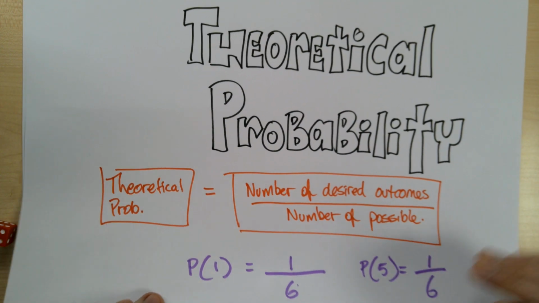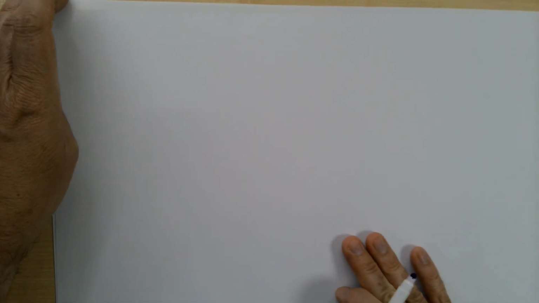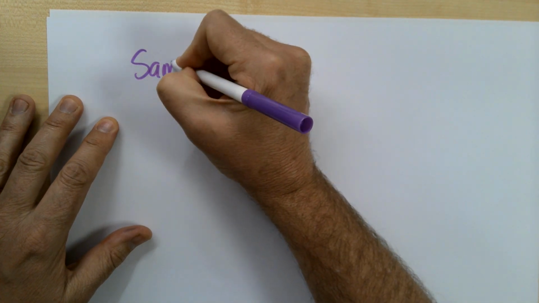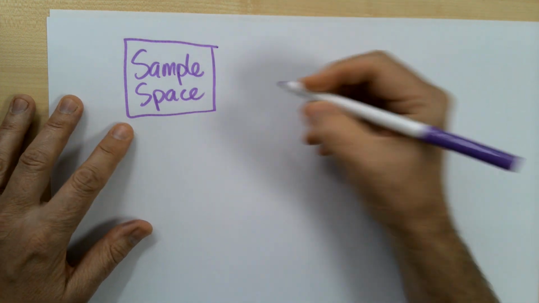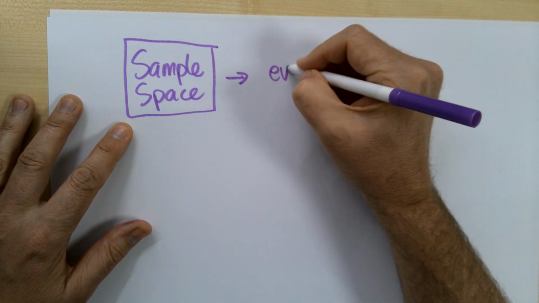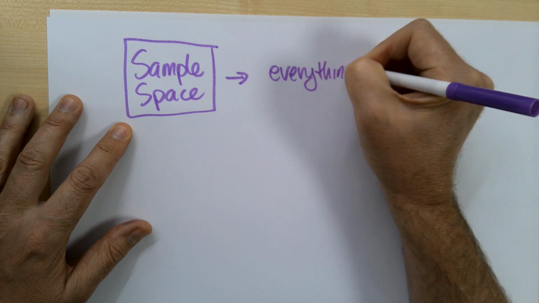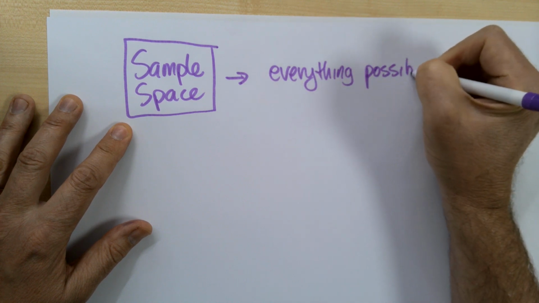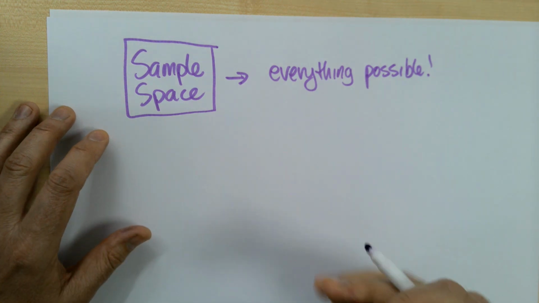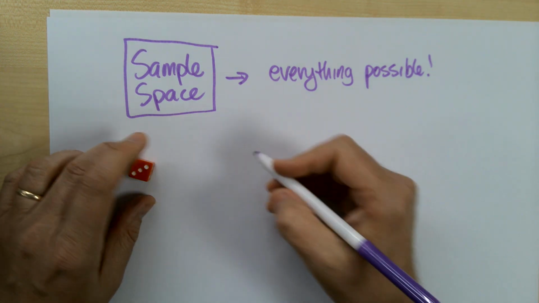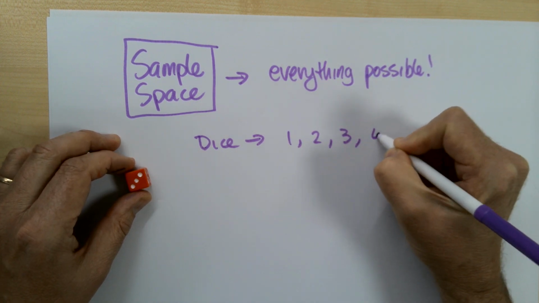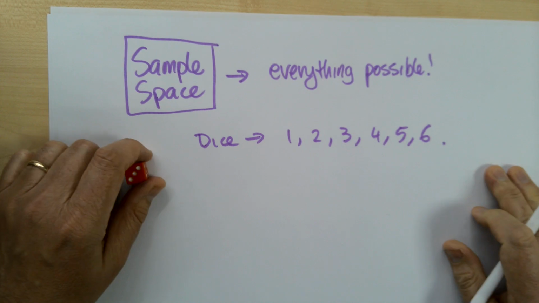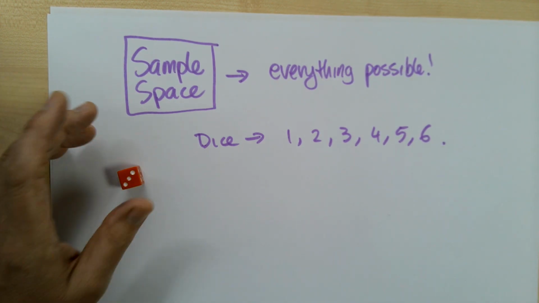All right, so just a couple of things to add to that. You will be asked to find things like the sample space. So let's just unpack this idea. Sample space is simply everything that is possible. Okay, so when I roll the dice, my sample space is going to be 1, 2, 3, 4, 5, 6. That's it. That's a sample space. It's just a list of what can happen.